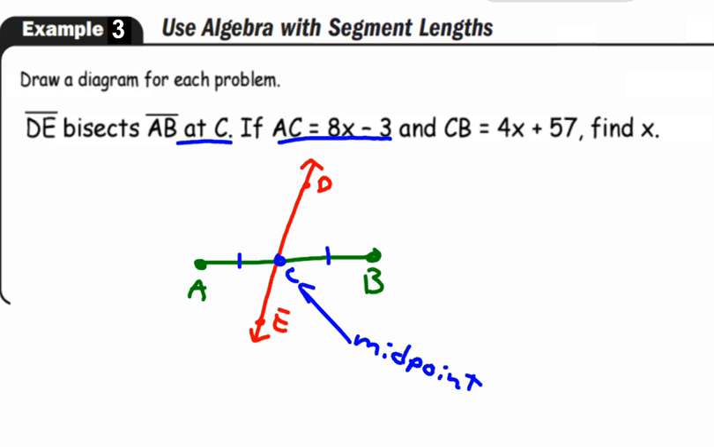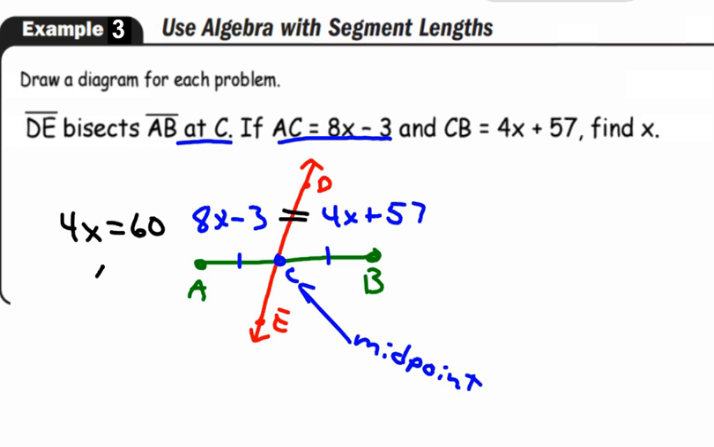If AC is 8x minus 3, and CB is 4x plus 57, then those two expressions have to be equal to each other. So subtracting 4x from both sides will give me 4x. Adding 3 to both sides is going to give me 60. Divide by 4, x equals 15. And then, of course, you could plug that back in here and here to find out the length of the segment.